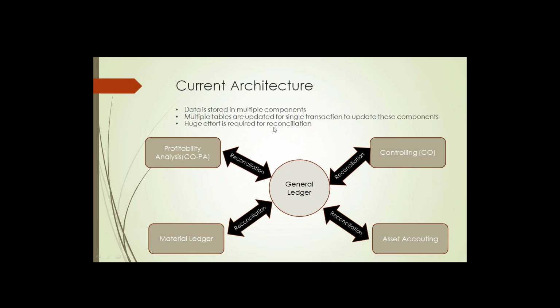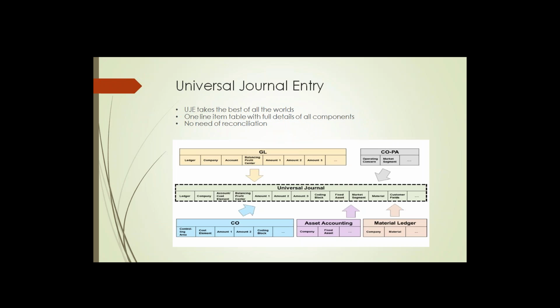So there is a huge effort required for reconciliation, and data is stored in multiple components. While when we are talking about Simple Finance, there will be only one table called the Universal Journal Entry, or Universal Journal Voucher Table, which will make sure the data from all these different sources is stored in one place. So there is no need for reconciliation, and that is the reason why this universal journal is called a single source of truth, because everything is available in one place.